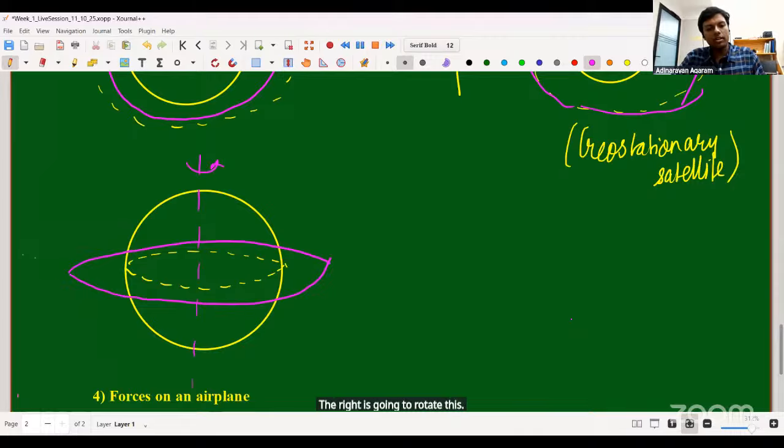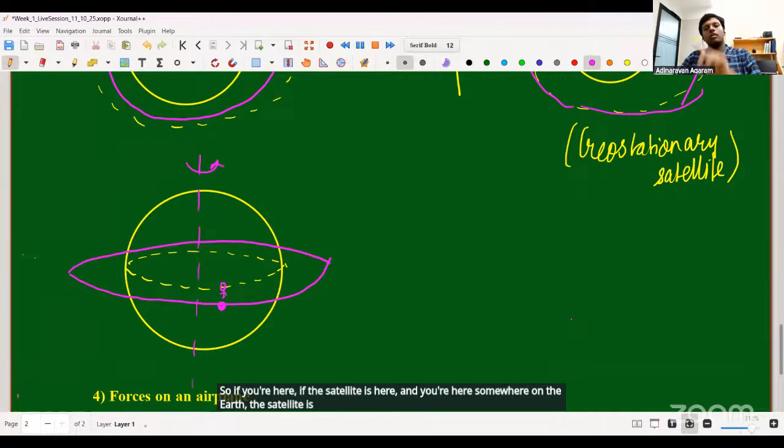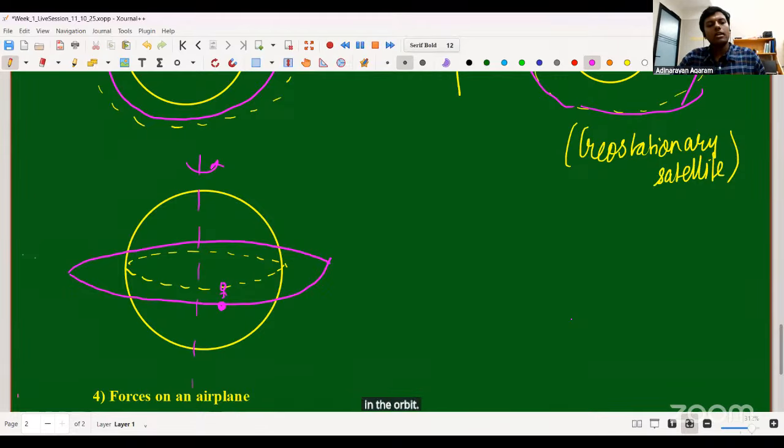Now, if the satellite is here in the orbit and you're somewhere here on the Earth, as the Earth rotates and the satellite goes in its path, both of them are part of the same line. There's nothing changing. If I am the person trying to look at the satellite, I'll be seeing the same satellite at every time instant that I wish to see.